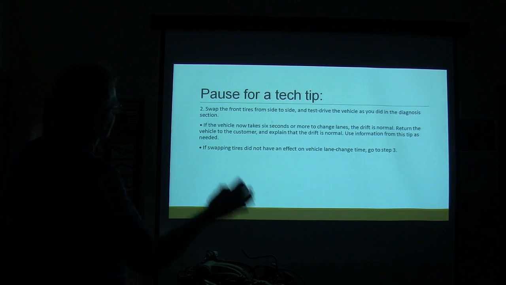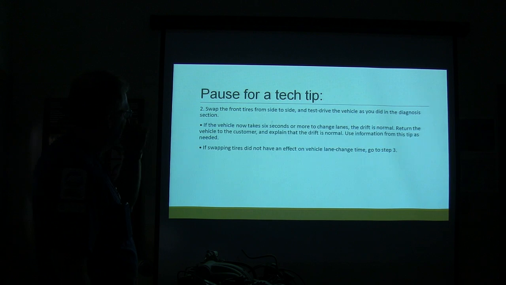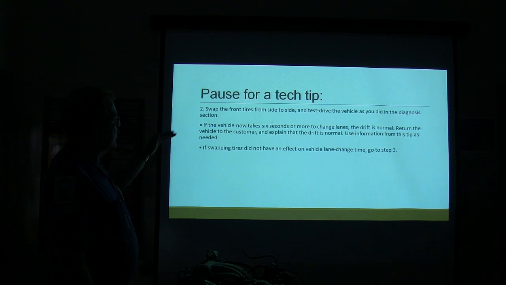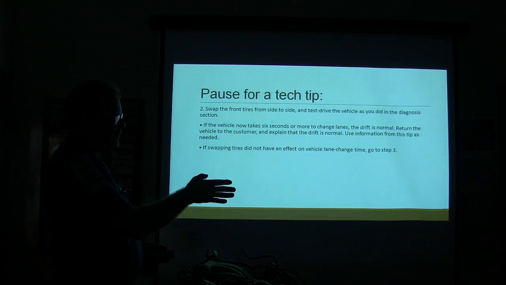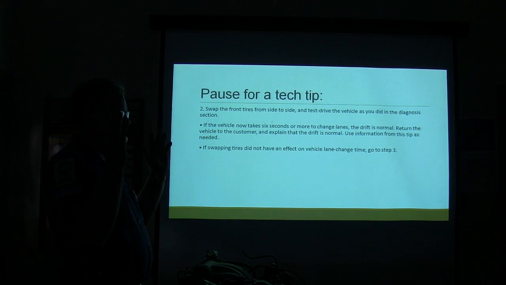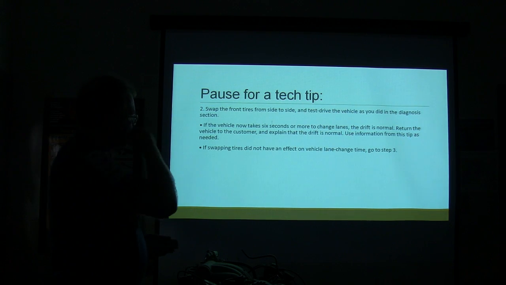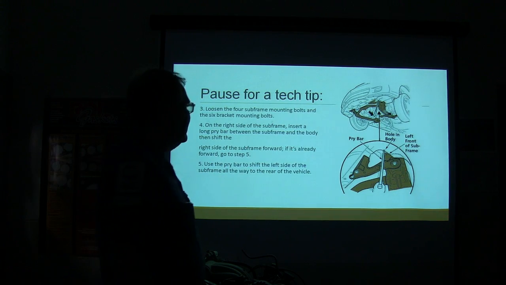Swap the front tires from side to side and test drive it, like you did in the diagnosis section. If it takes 6 seconds or more to change lanes, the drift is normal. In other words, if it moves really, really slow, that's not a big deal. Return the vehicle to the customer. Some people want to let go of the wheel and have it go straight down the road no matter what, you know. If swapping tires didn't have an effect, it's time to go to step 3.